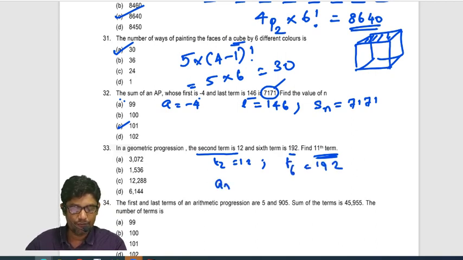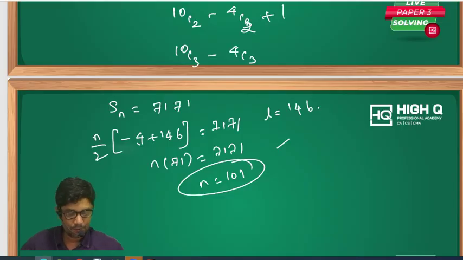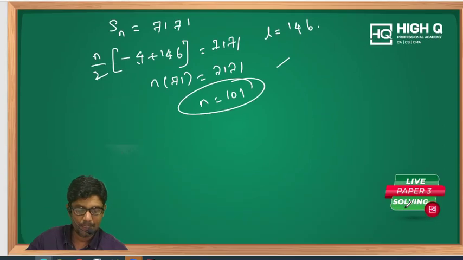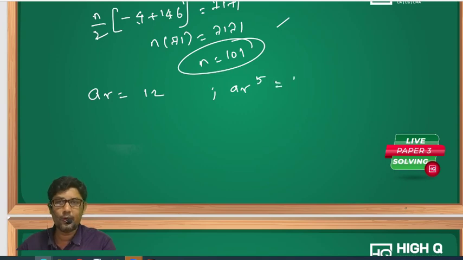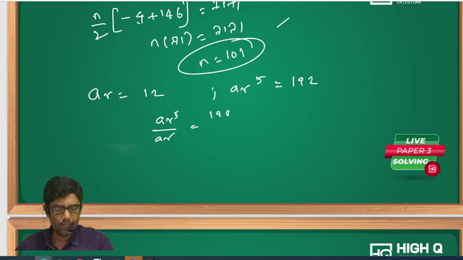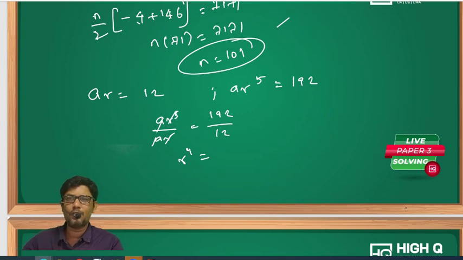Sir, I will use the formula. ar is equal to 12. ar power 5 is equal to 192. What are you going to do? You people are kids, right? You do like this only. ar is equal to 12. ar power 5 is equal to 192. Divide: ar power 5 by ar is equal to 192 divided by 12. a cancels, r cancels, r power 4 is equal to 192 divided by 12, which is 16, which can be written as 2 power 4. So r is equal to 2.